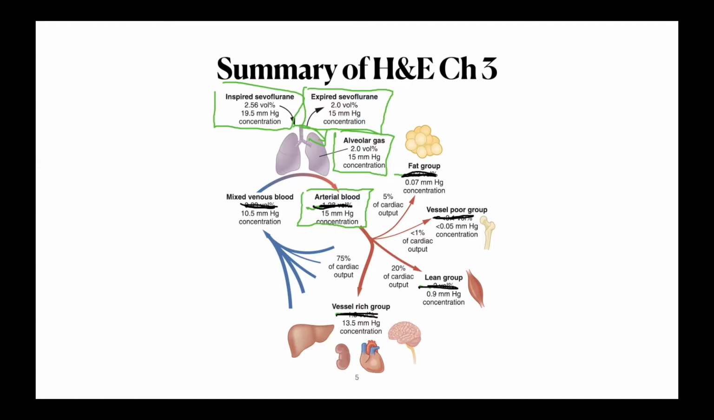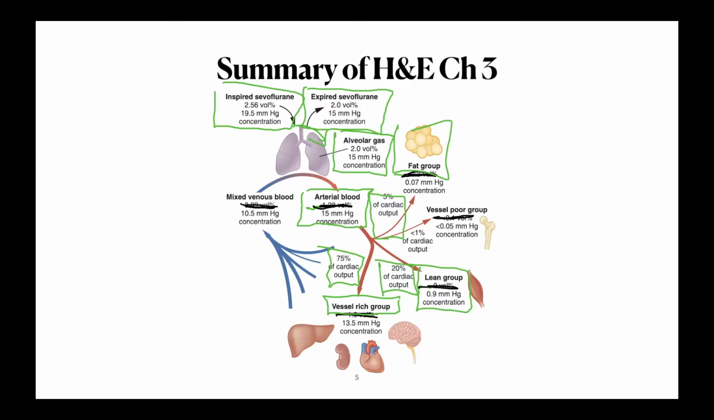So 75% of cardiac output heads off to the vessel-rich group. 20% of cardiac output heads off to the lean or muscle group. And then 5% of cardiac output heads off to the fat. And we can ignore the vessel-poor group because that's less than 1%.